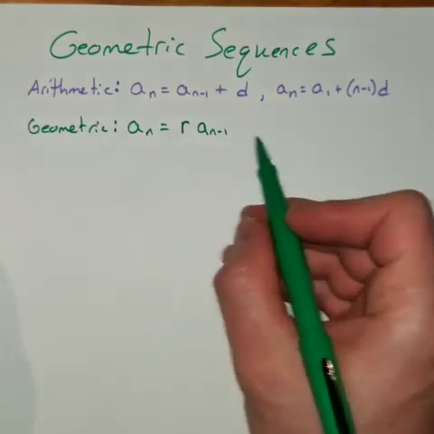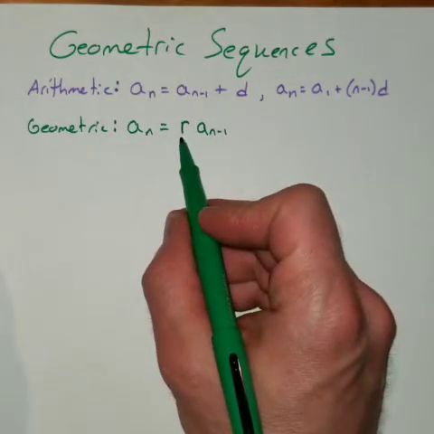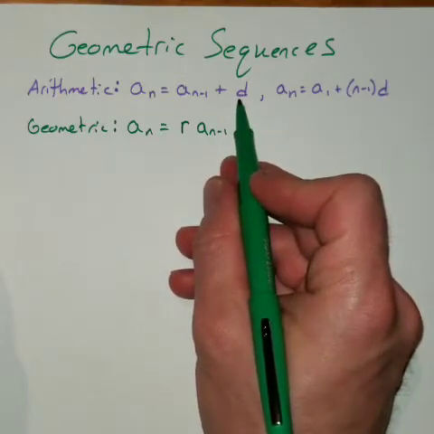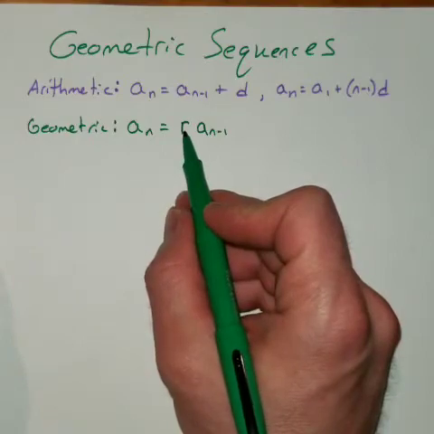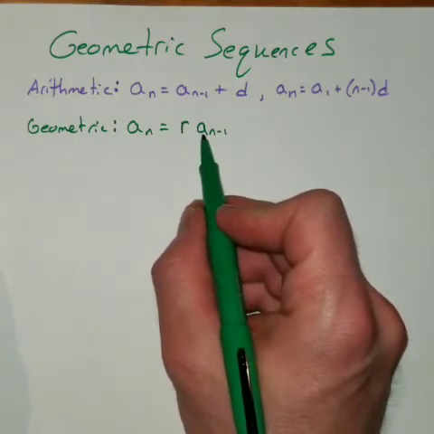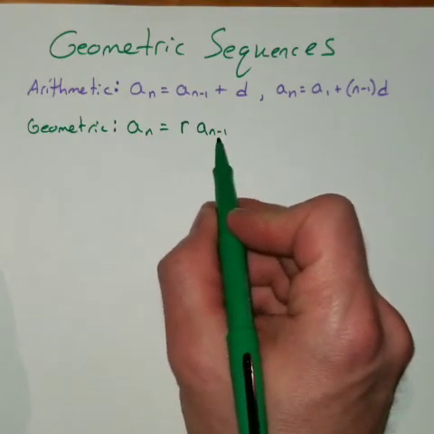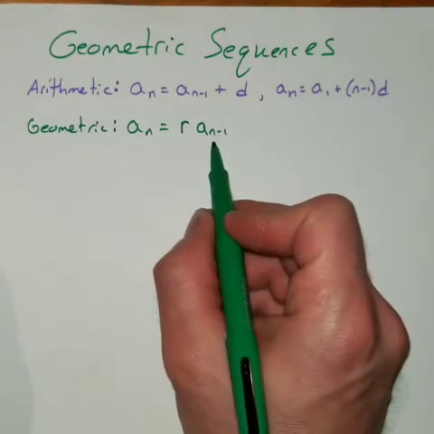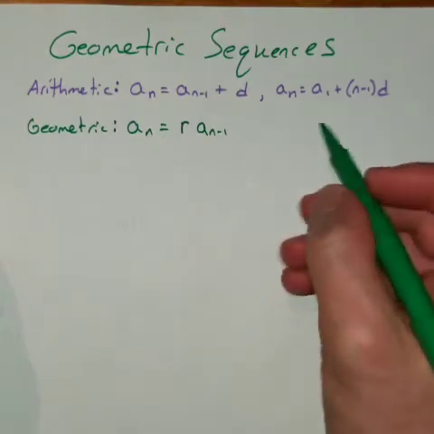And so the reason we call it r, we had d for difference before, common difference. This is going to be a common ratio. It's a ratio because if you divided both sides by the a sub n minus 1, it'd be the ratio between a sub n and a sub n minus 1. So it's a ratio, common ratio.